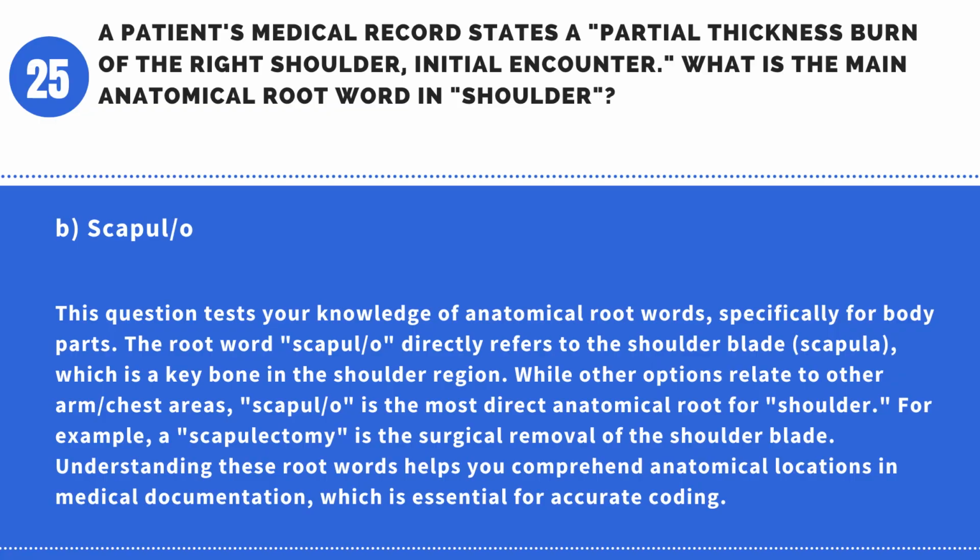Answer B. Scapul/o. This question tests your knowledge of anatomical root words, specifically for body parts. The root word scapul/o directly refers to the shoulder blade, scapula, which is a key bone in the shoulder region. While other options relate to other arm or chest areas, scapul/o is the most direct anatomical root for shoulder. For example, a scapulectomy is the surgical removal of the shoulder blade. Understanding these root words helps you comprehend anatomical locations in medical documentation, which is essential for accurate coding.